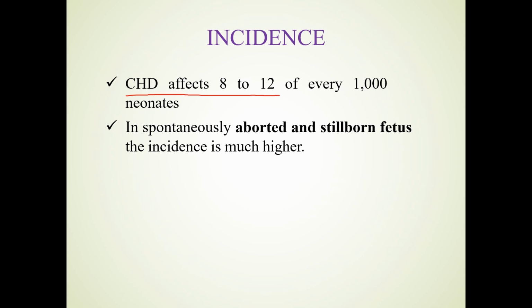In spontaneously aborted and stillborn fetuses, the incidence is much higher because there will be congenital heart defects. There will be severe structural abnormality which will interfere with the normal blood circulation. So inadequate oxygen and nutrients are provided to the body. So if the body does not get oxygen and nutrients, there will be more incidence of spontaneous abortion or stillbirth.